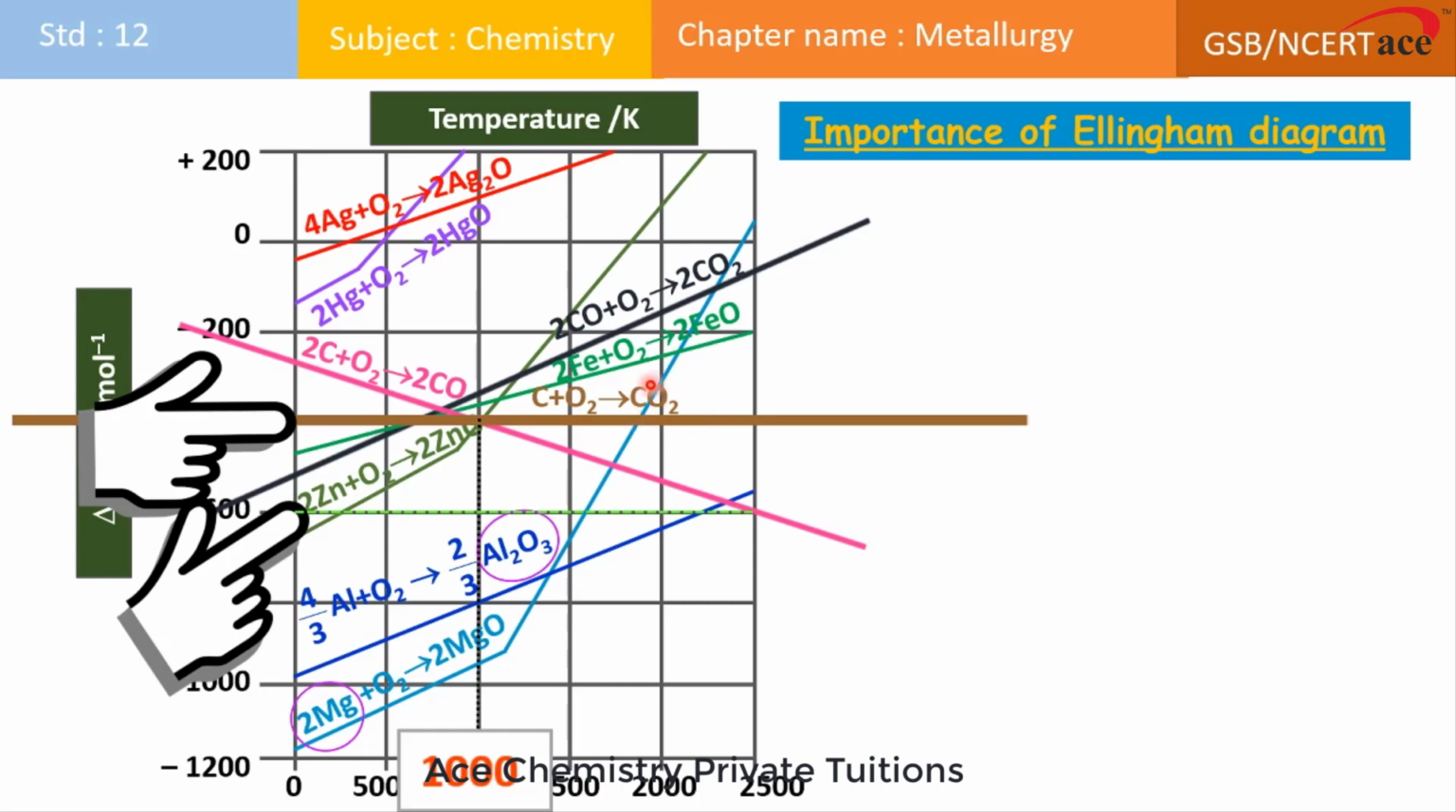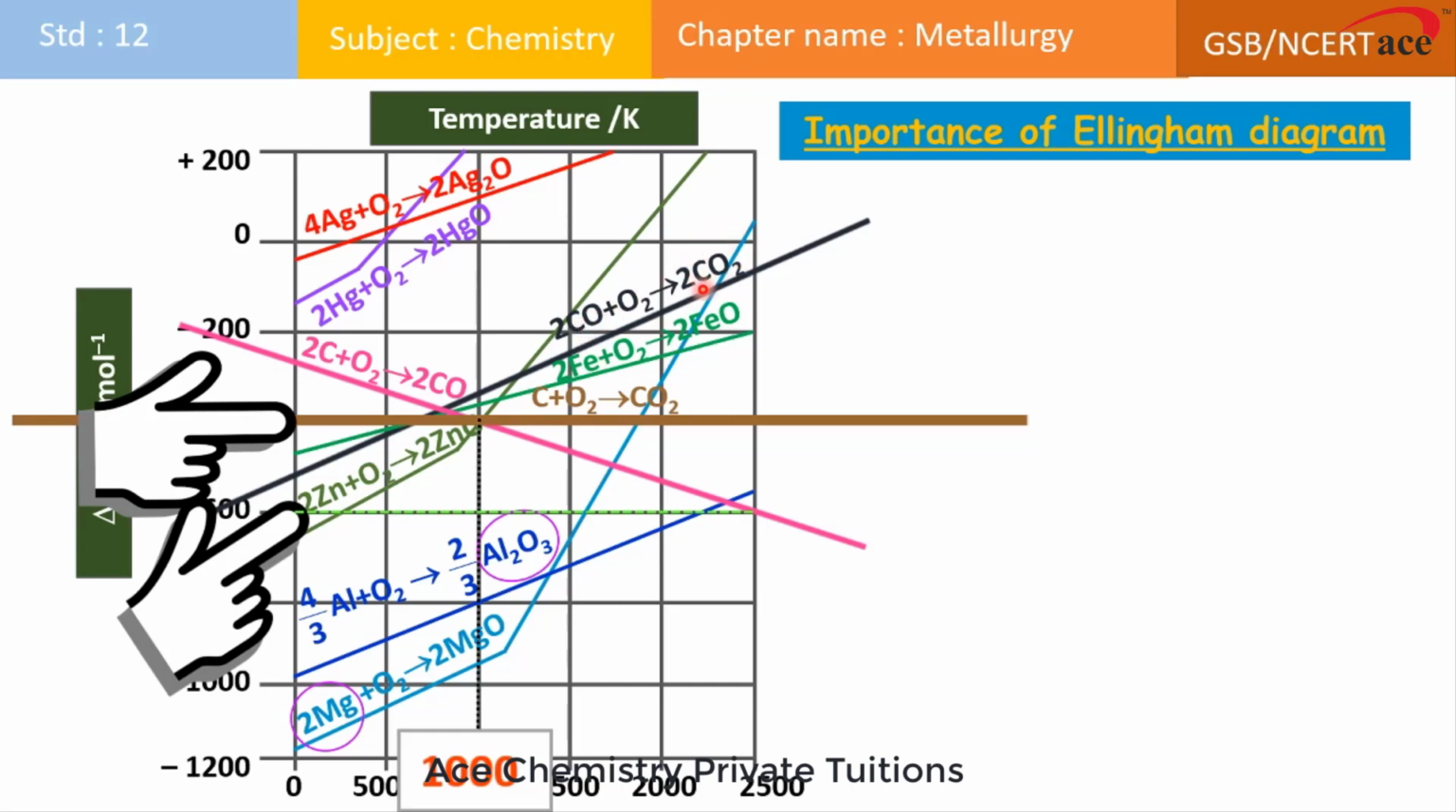So if you neglect this formation of CO2 from C, student, you will see the formation of this pink line. In this graph, the value of delta G naught continuously decreases with increase in temperature. It indicates the stability of carbon monoxide. Carbon monoxide is more stable if it is prepared from carbon at very high temperature. So carbon monoxide stabilizes at higher temperature.